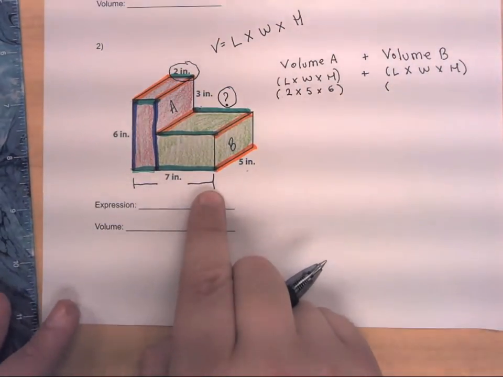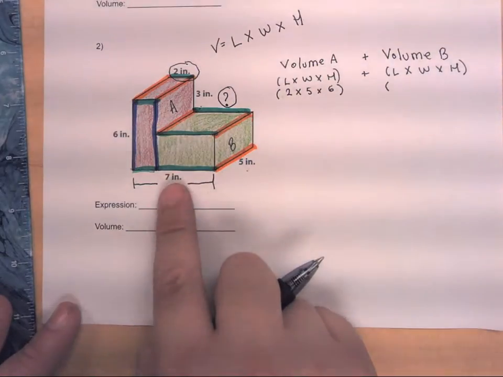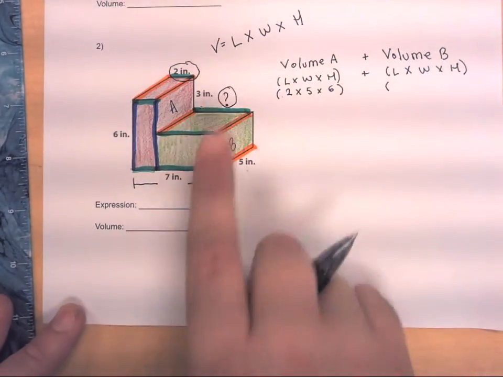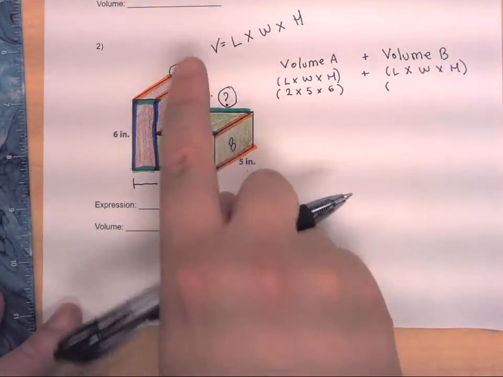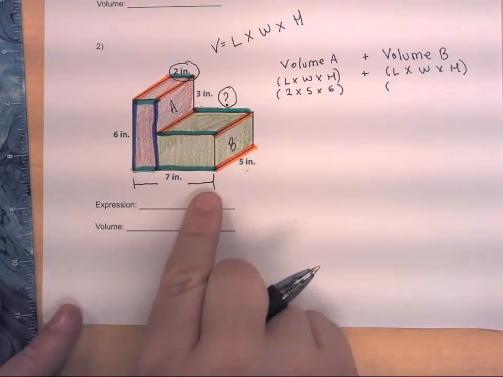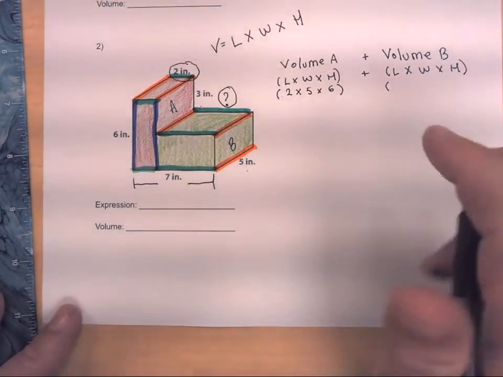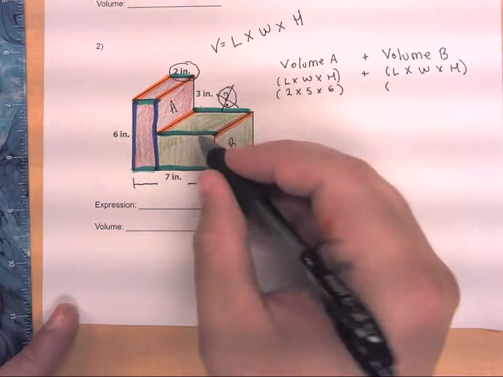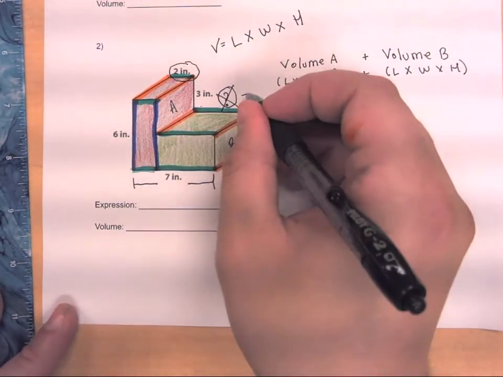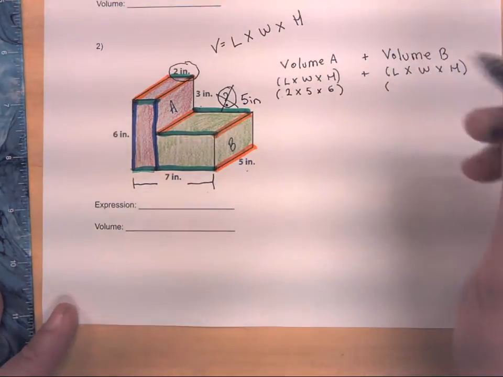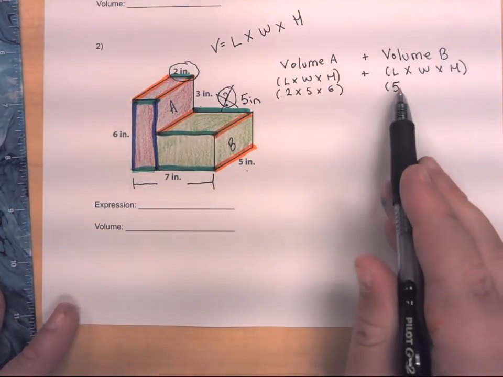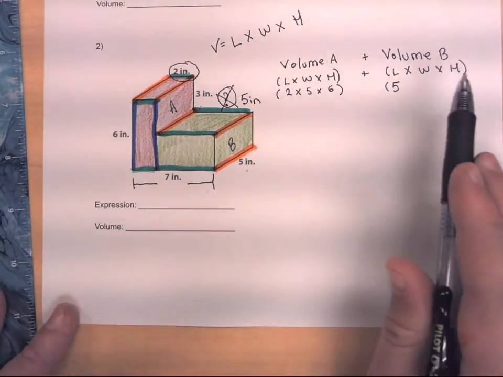So one way we could think of that is subtracting this 2 from 7 to get 5, or know that 5 added to 2 would give us the total length of the figure, which is 7. So the length of prism B is 5 inches, which we're going to plug into the volume formula over here under volume B.